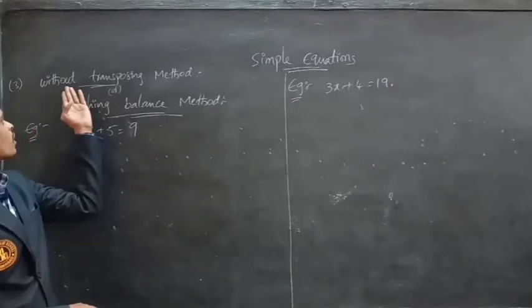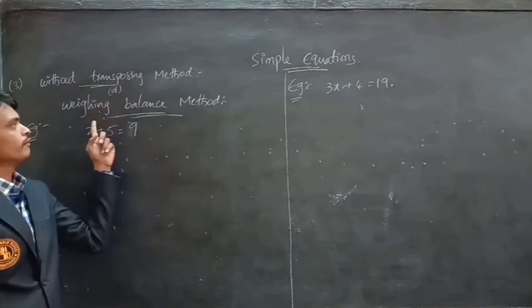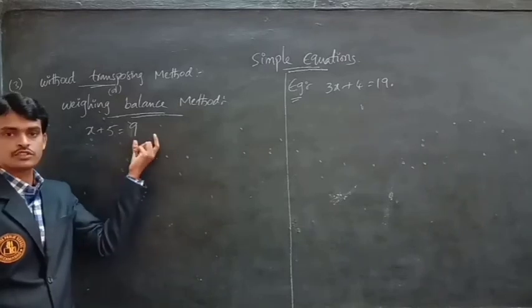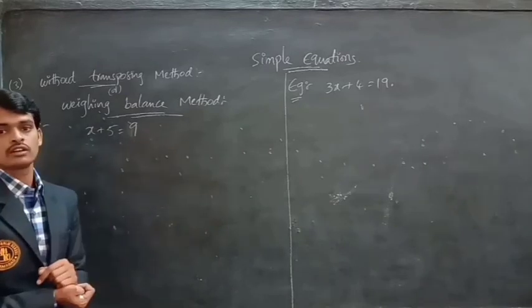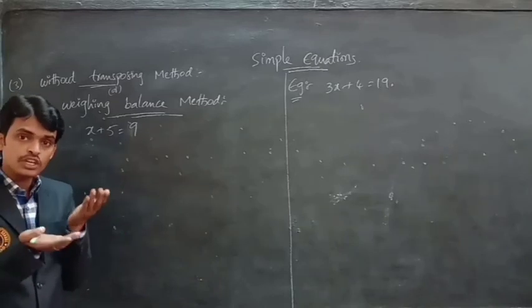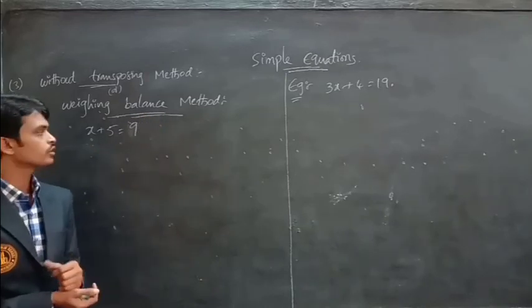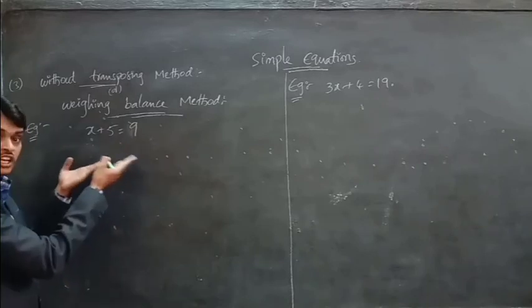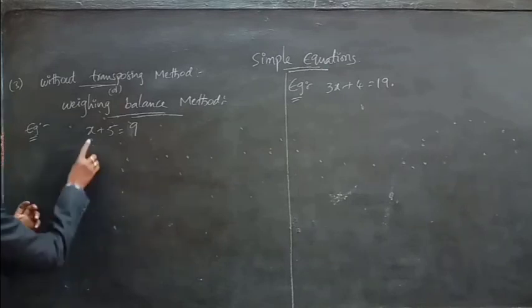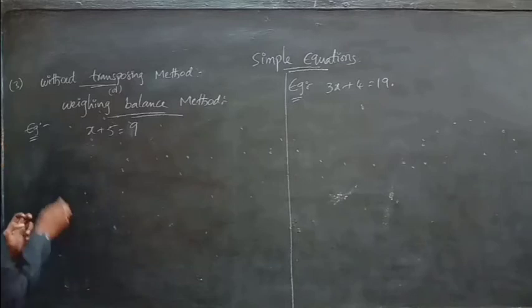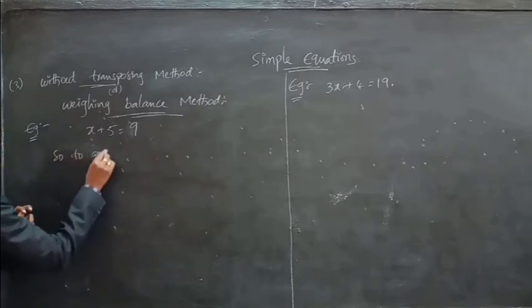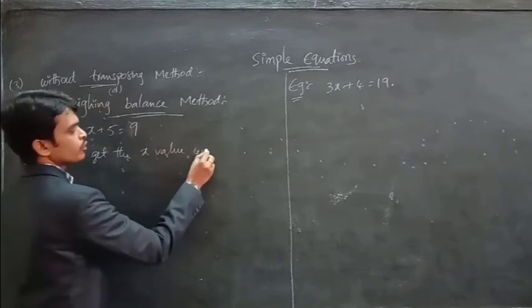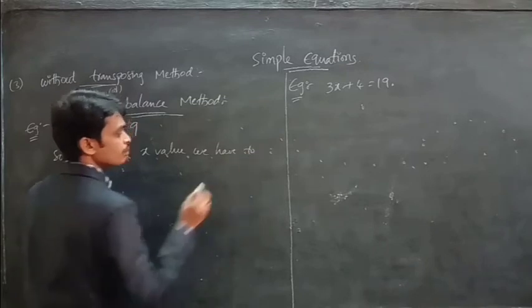So by this method, by this way, we have to solve simple equations by using the transposing method. Now, without the transposing method, there is the weighing balance method. So now we should not transpose the terms. We have to balance the equation. So by balancing the equation, we have to solve the simple equation. So here, do we transpose the 5? No, we should not transpose. We have to balance the equation. So to get the x value, we have to subtract 5.